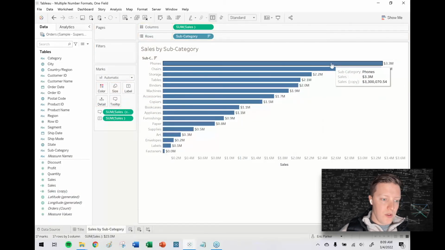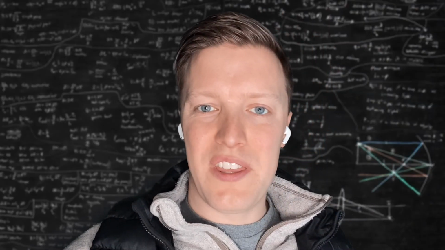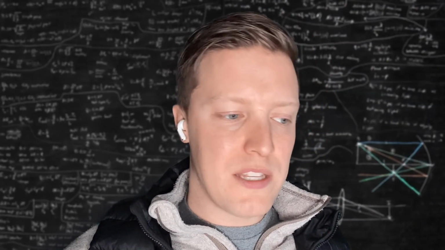So now when I hover over, you can see I can get all the way down to the exact figure, to the 54 cents, all of that. So that's the trick that I use to have multiple number formats for a single field.